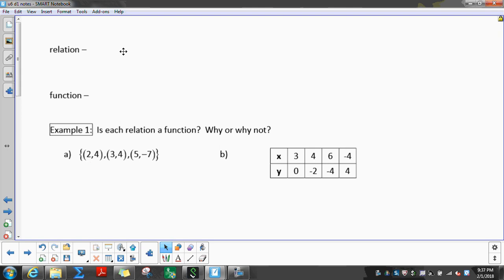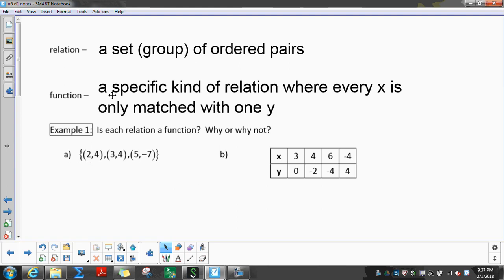So here's a little bit of new vocabulary. I don't think it's new to you this year, but it's newer information. I think you were just introduced to it last year. So a relation is a set or a group of ordered pairs. So it's just a bunch of ordered pairs. A function is a specific kind of relation, and it's got a specific rule. The rule is that every x is only matched with one y.